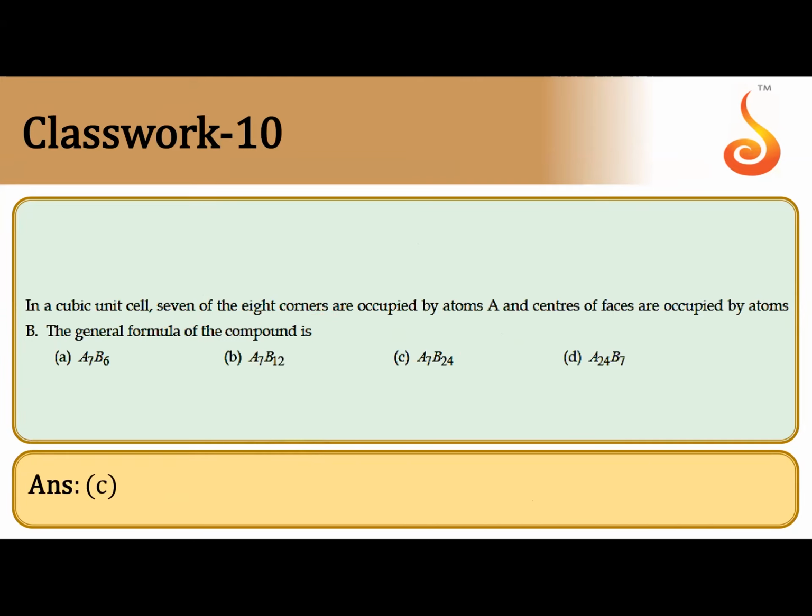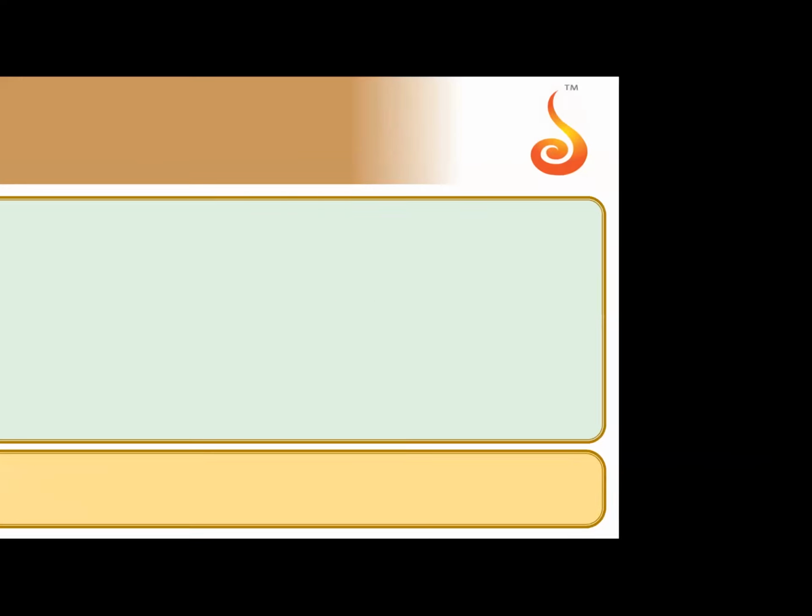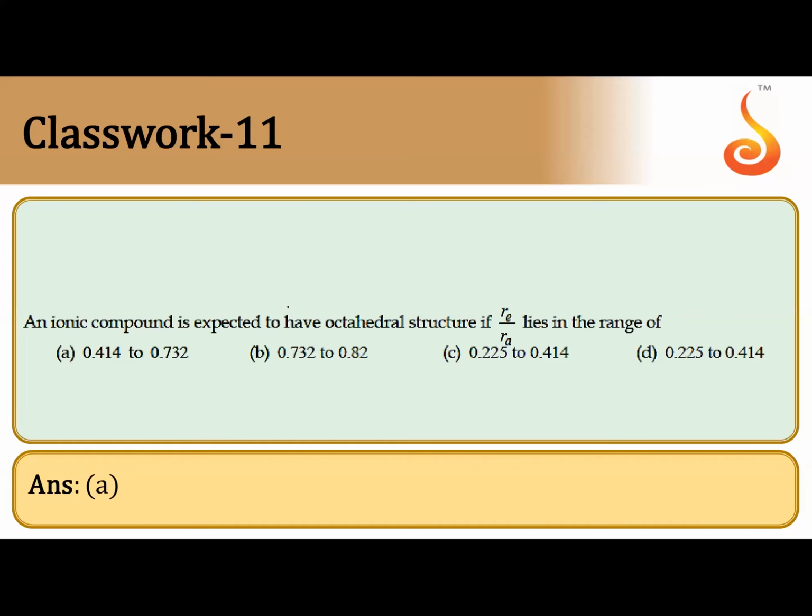Question number 11. I think this we have already discussed in one of the questions. An ionic compound is expected to have octahedral structure if it is having 0.414 to 0.732. Option A is correct.